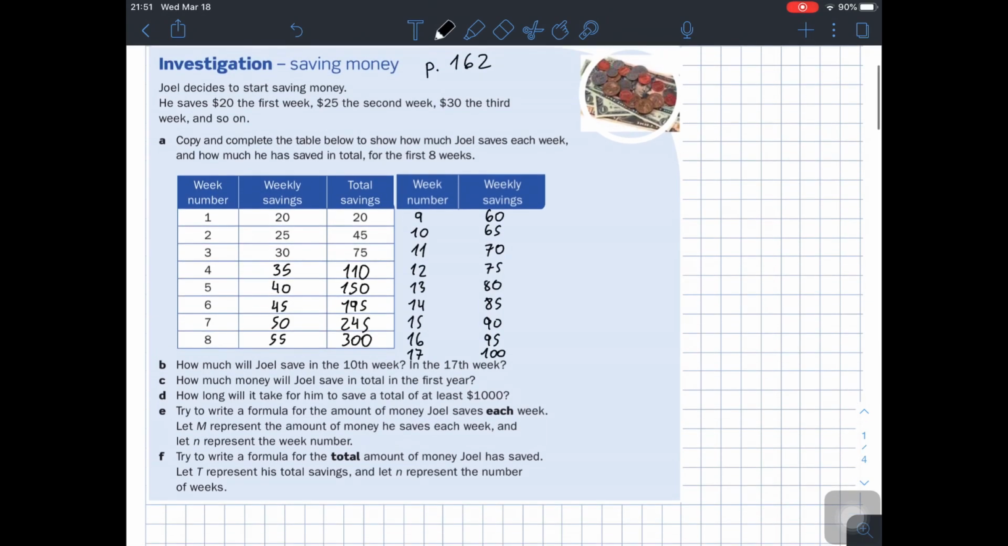This is an interesting saving money technique if you want to try this at home, people.